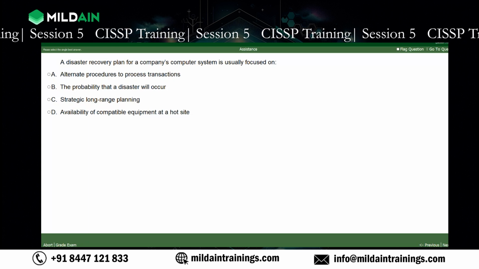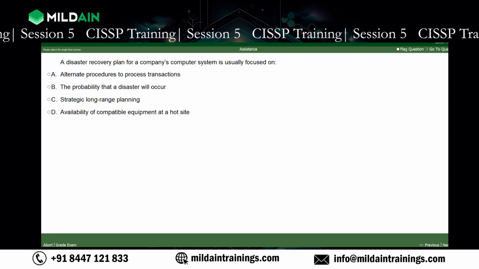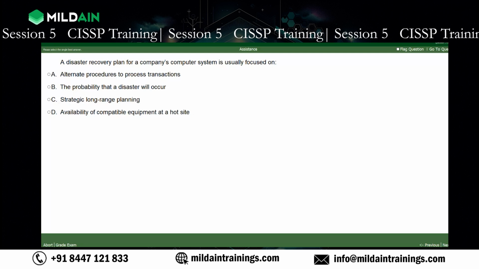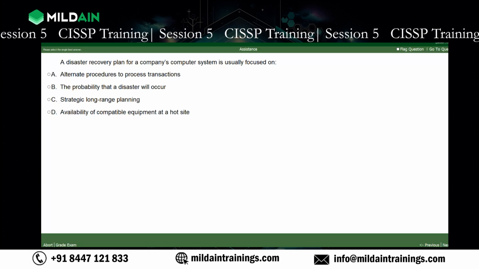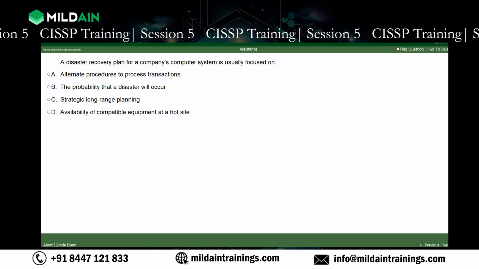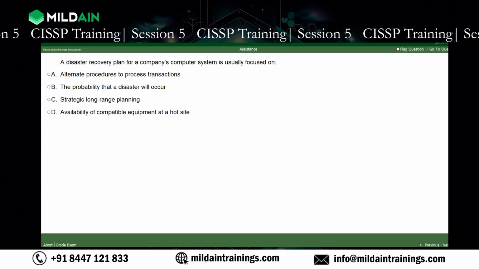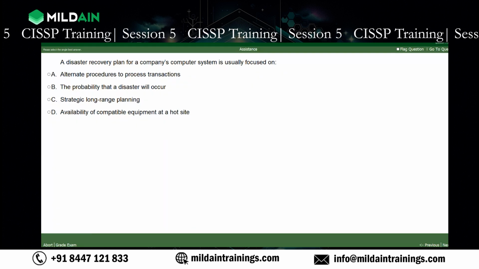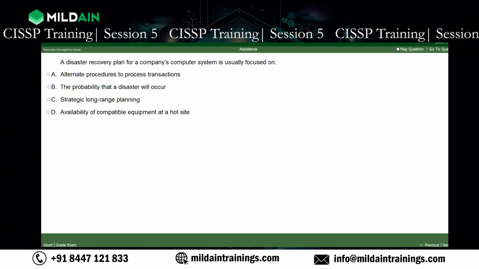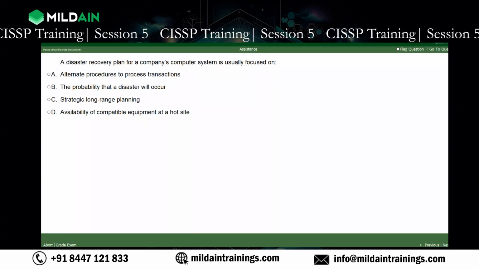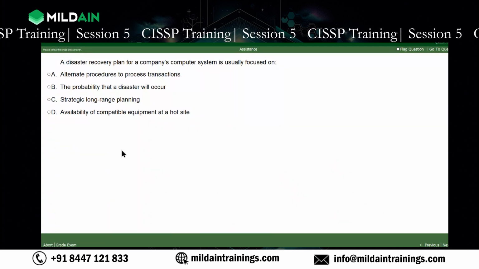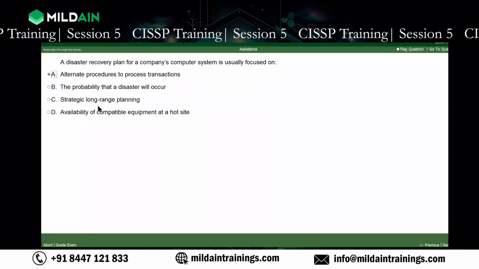A disaster recovery plan for a company computer system is usually focused on: alternate procedures to process transactions, a probability that disasters will occur, a strategic or long-range plan, availability of compatible equipment at a hot site. So what is a disaster recovery plan? A disaster recovery plan is always focused on IT operational things. When we say IT operational things, it is mainly used in terms of process transactions, an alternate that is put in place when a system is not available. So A is the correct answer.